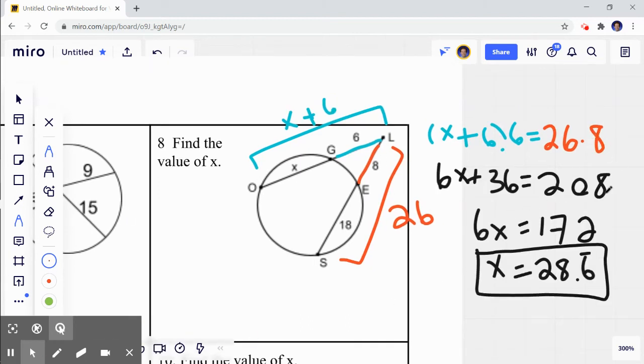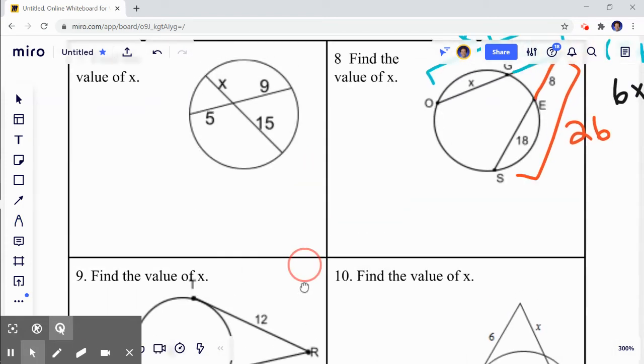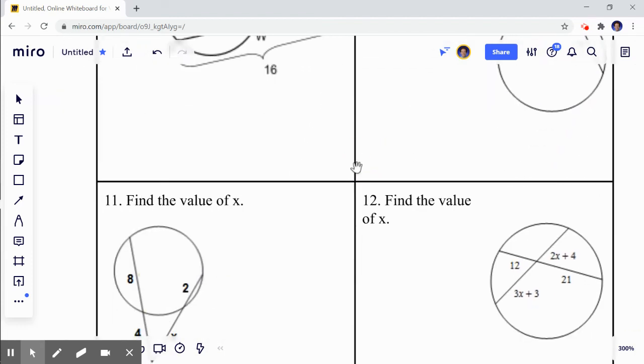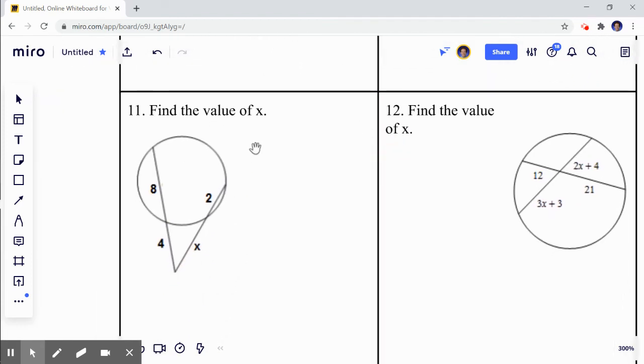Okay, so I skipped ahead, just showing the steps of how you would solve it and then ultimately get 28.6. Let me point out the other example where you'd use the secant case. On 11, this is also where you'd use whole times outside equals whole times outside. Let me just set you up on this.